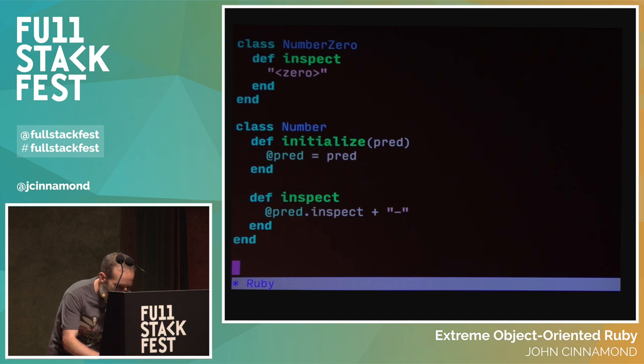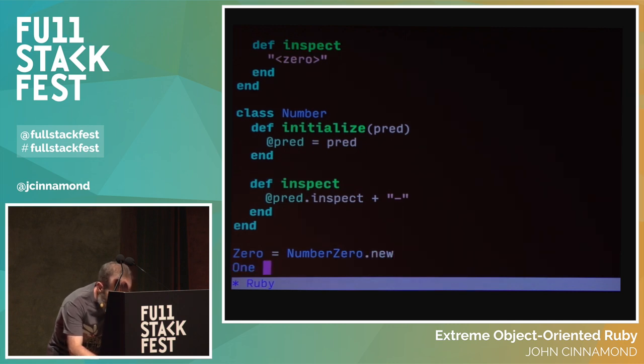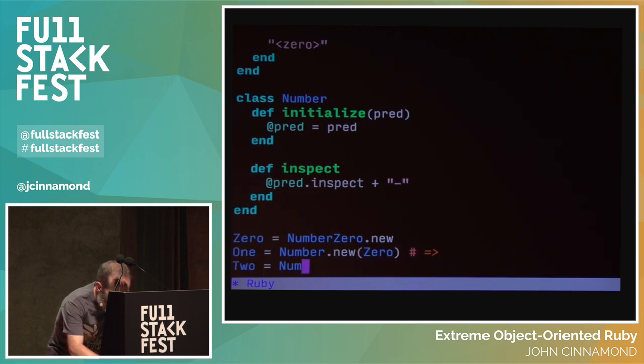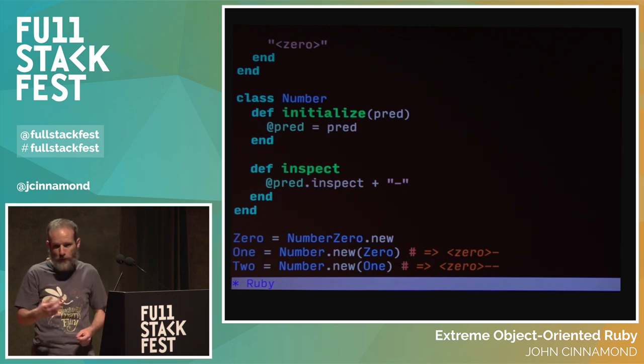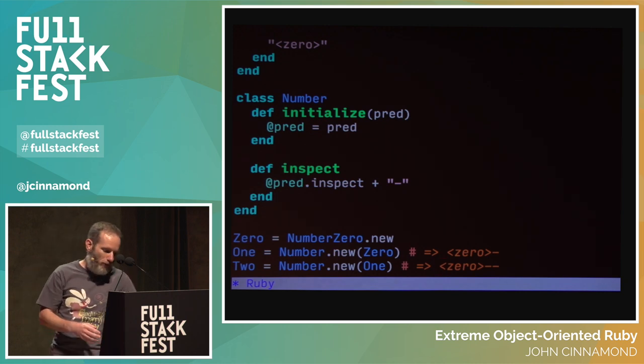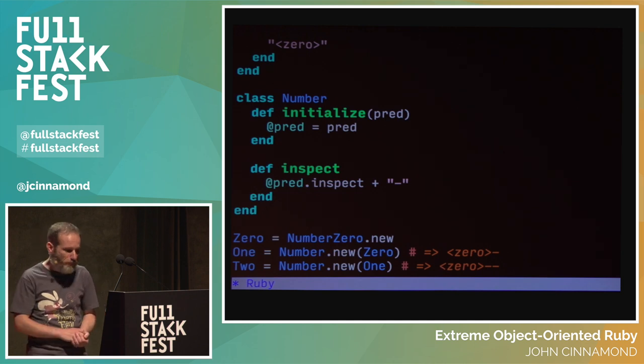OK, so we have some definitions. Now let's create some numbers. So we can say 0 is a new instance of the number 0 class. And then we can say 1 is the number that comes after 0. And likewise, we can say 2 is the number that comes after 1. I run the code, and you can see this works. You can see that for 1, it prints out 0, its predecessor, then 1 dash. And for 2, it prints out the predecessor, and then 2 dashes. So this is kind of cool.